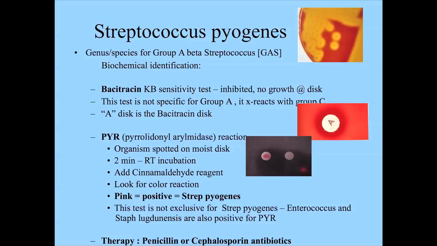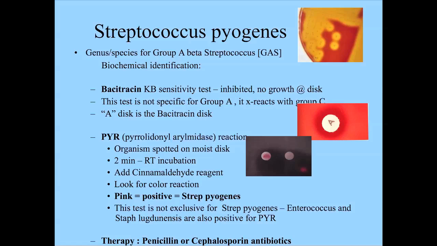The PYR biochemical test can also be used to identify group A strep. Yes, we did just talk about PYR with Staph lugdunensis, but it can also be used with the Strep pyogenes as an identification test. We would know that the organism is beta hemolytic and catalase negative, and then perform the PYR test. The way this test is performed is you have the paper disc in which the PYR reagent is on the disc. You moisten the disc and add your organism, and then incubate for 2 minutes at room temperature and add a cinnamaldehyde reagent, and you look for the color reaction.